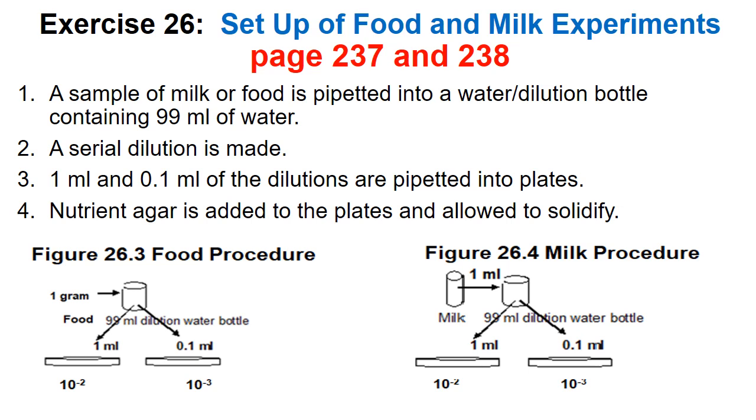Some of the groups will have pasteurized milk, and the other half of the groups will have unpasteurized milk. This procedure is exactly the same as the food. The only difference is the samples that are being used. We also want to make sure that we use gloves to not contaminate the milk or the food samples.